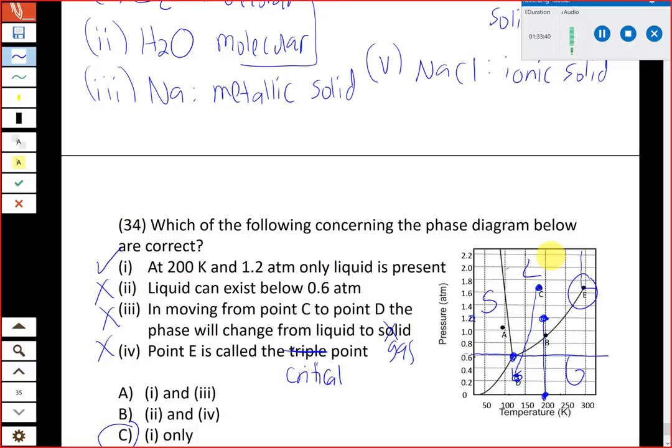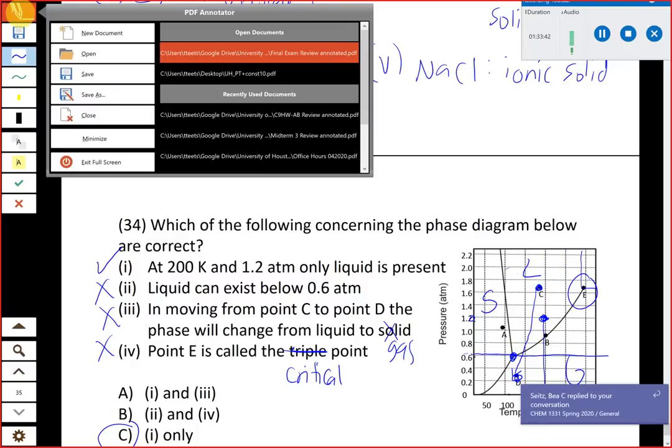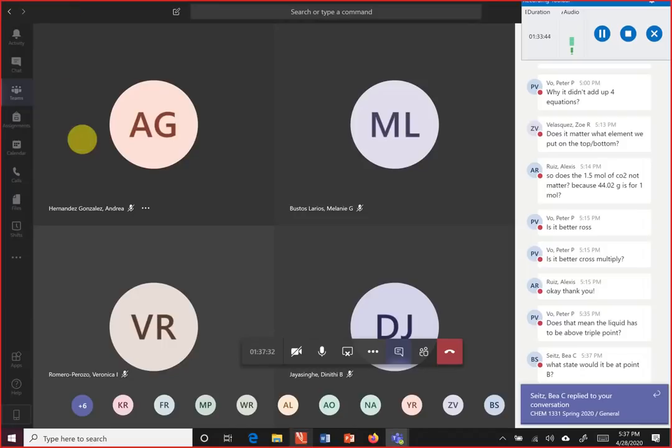All right, so does anybody else have any other questions on this? We have another one come in, so let me see what it is. The question is, what state would it be at point B? Let me remember where point B is on the diagram.